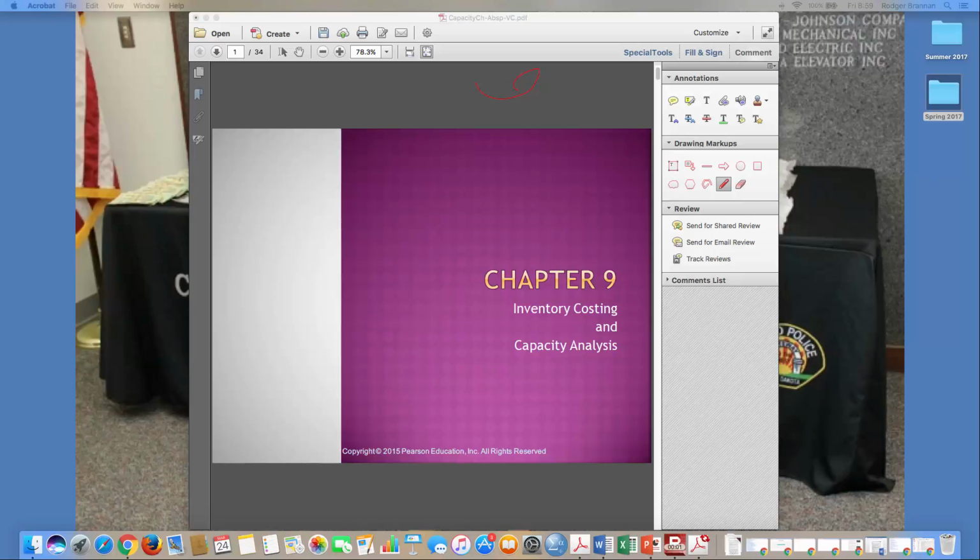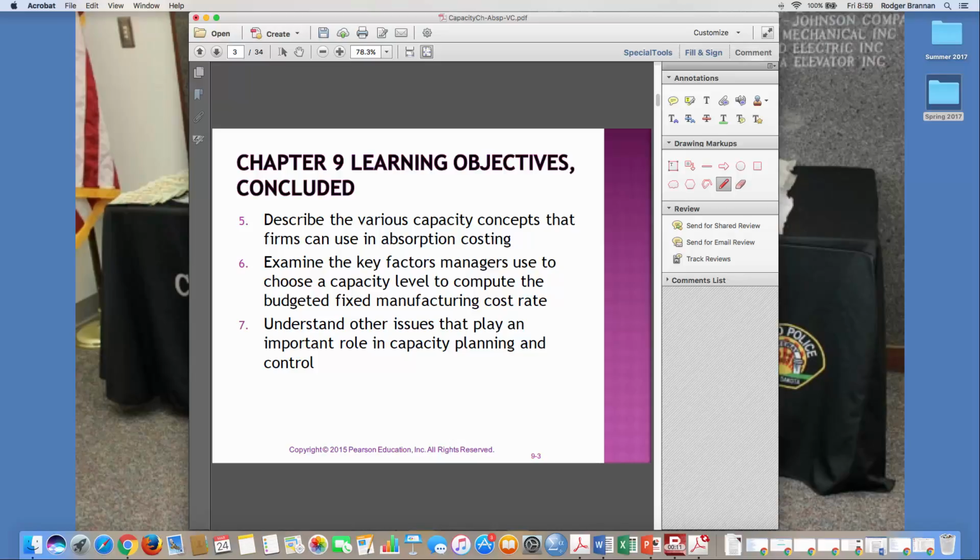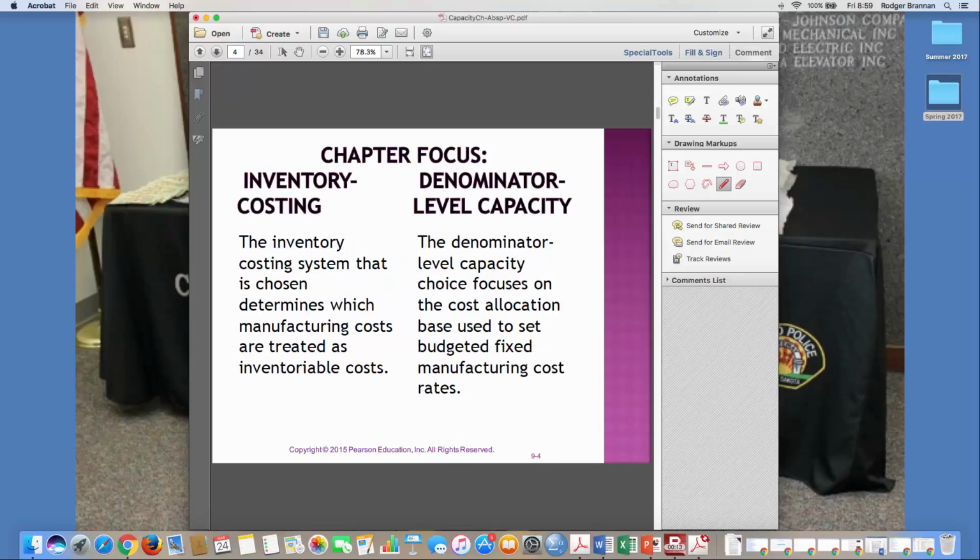All right, well, let's talk about some of the issues and challenges which you're going to have to deal with in this chapter dealing with inventory costing and capacity. So I'm going to scroll through the objectives. You can read those. Now, let me make a distinction here that in this chapter, there are really two independent issues, although to a certain extent, the choice of denominator does affect the cost.